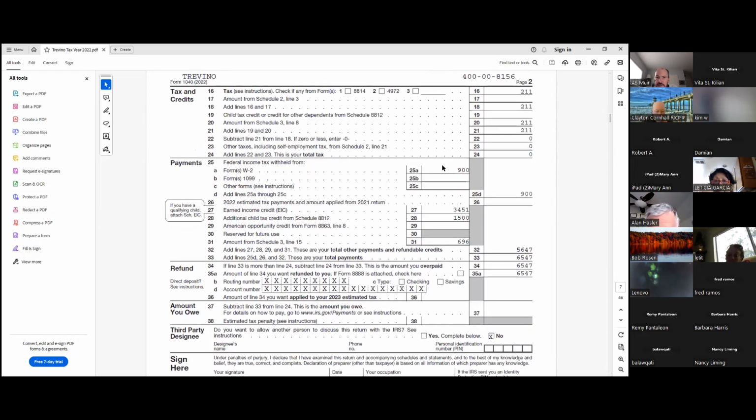And then here are the withholdings. Withholdings sometimes from 1099, in this case, a W-2. And so now we've got 0 tax. And so all these withholdings and credits add up to a refund.